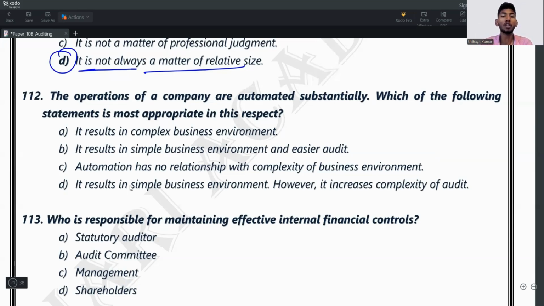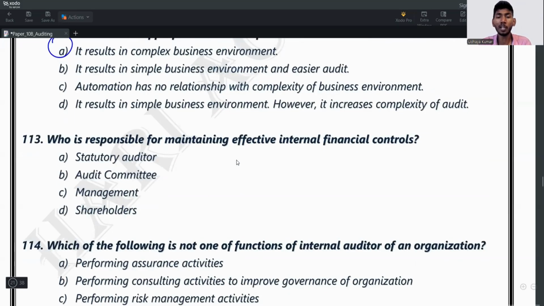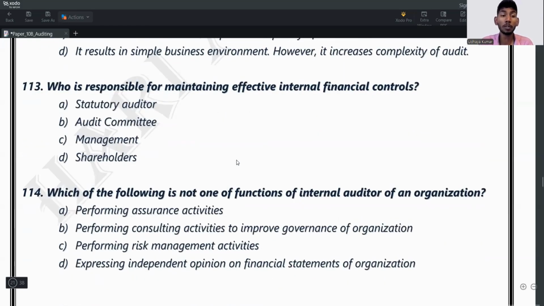Okay, so moving to question number 113. Who is responsible for maintaining effective internal financial control? Effective internal financial control is done by whom? Management. We have discussed in our classes, right? Internal financial controls are maintained effectively by whom?